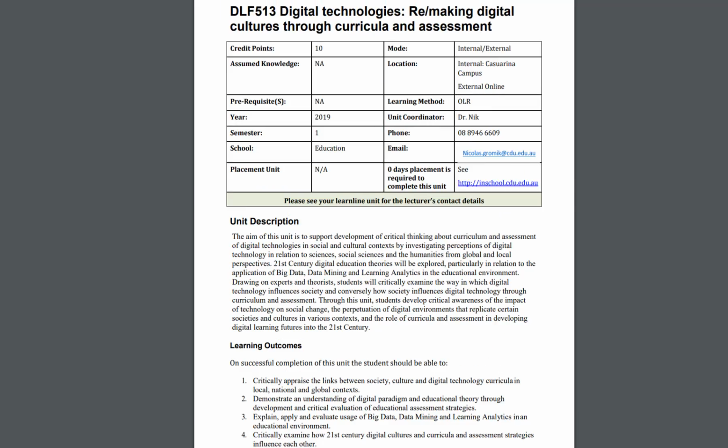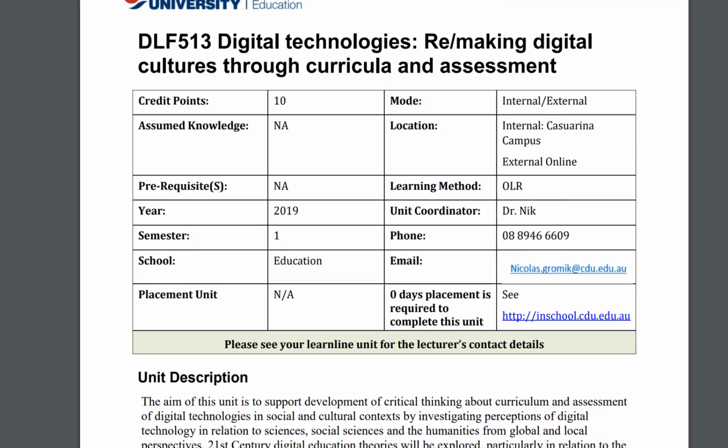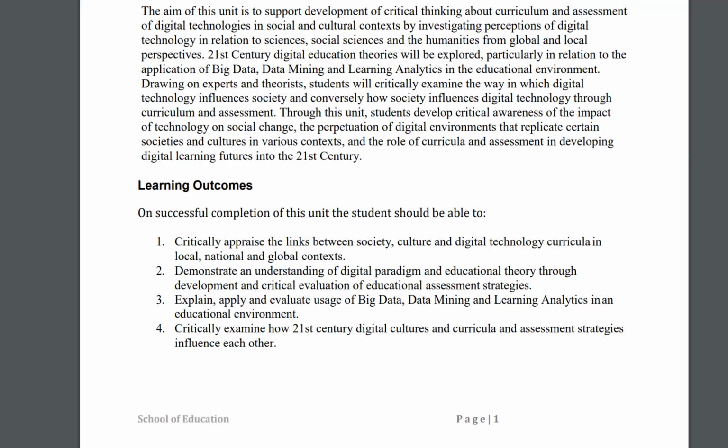What the students are supposed to learn: the aim of this is to support development in critical thinking about curriculum and assessment of digital technologies. So the content that we've just seen, the fact that there's nothing there already, I have to interpret what this means, and I have to look for information regarding the social and cultural context. That's fair enough. By investigating perception of digital technology in relation to sciences, social sciences, and humanities, that's probably where the STEM comes from. But it's pretty vague because it's digital technology.